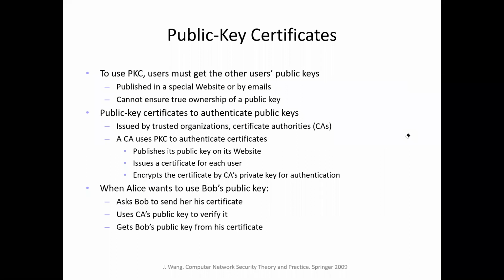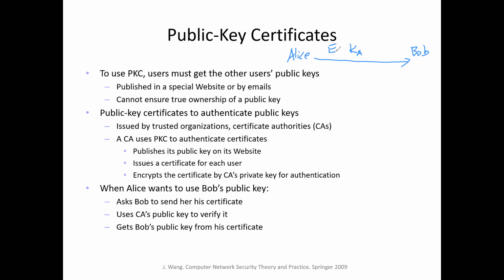The other concept is the public key certificate. When Alice sends over her secret key, what she does is find Bob's public key. Let's say this is Bob's public key, and then encrypt it and send it over to Bob.